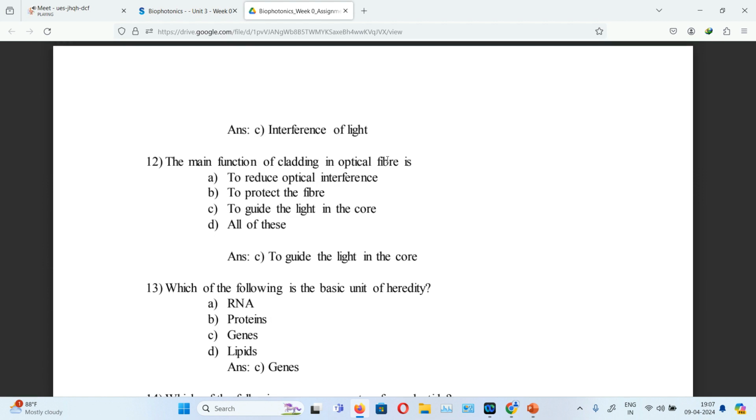Next question is: the main function of cladding in optical fiber. The answers are: to reduce optical interference, to protect the fiber, to guide the light in the core, or all of this. Let's see.